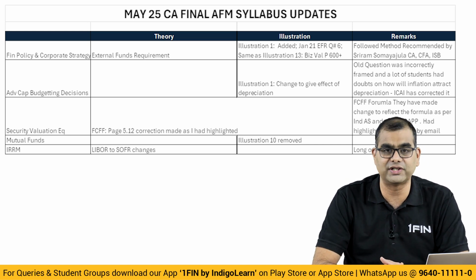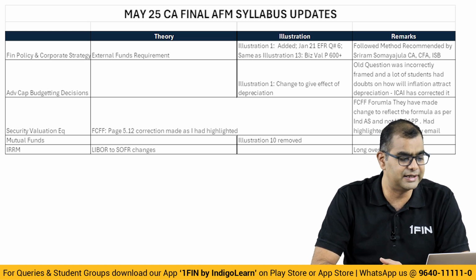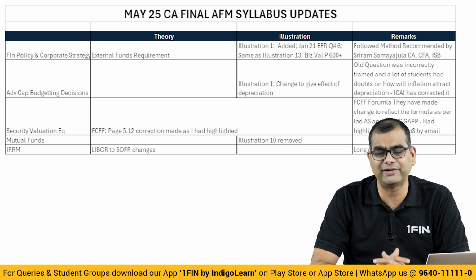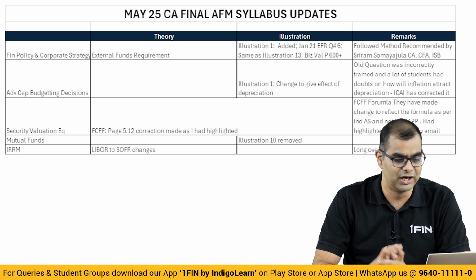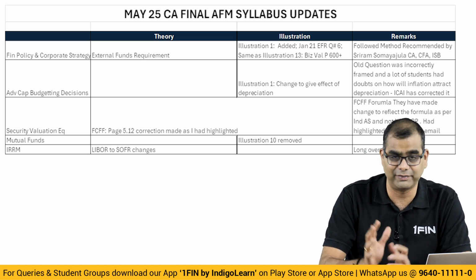Fourth is the mutual funds chapter. They have removed one illustration, a very basic illustration, nothing fancy. It's illustration number 10 of the old study material. And in the interest rate risk management chapter, wherever I have been highlighting that they have been using LIBOR, they have changed it to SOFR. I have highlighted to a lot of you that these market reference rates have changed, LIBOR is no longer in vogue and all of that in the IRRM chapter. Finally, they have made changes, and wherever LIBOR reference was there, they have added SOFR reference. Okay, so these are the broad 5 changes that I have been able to see.